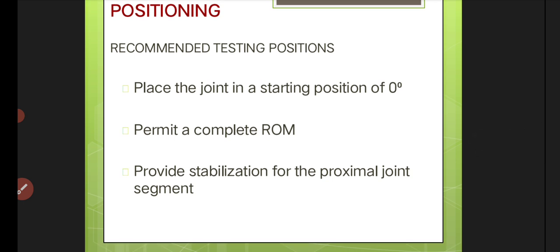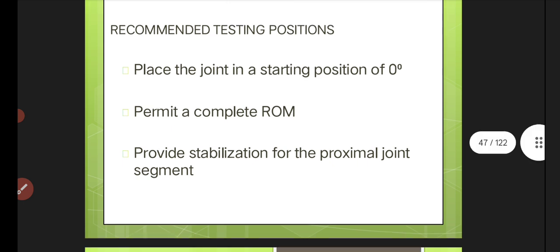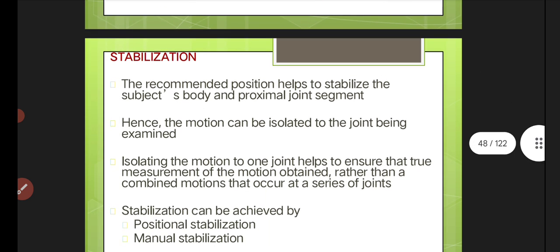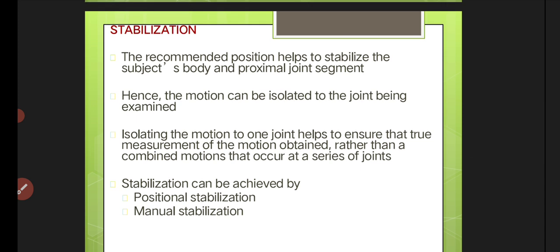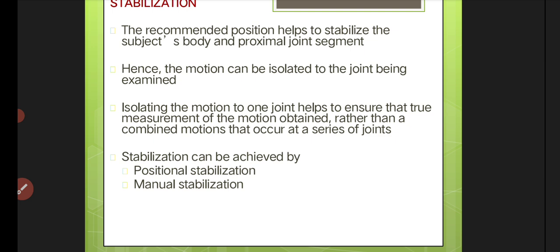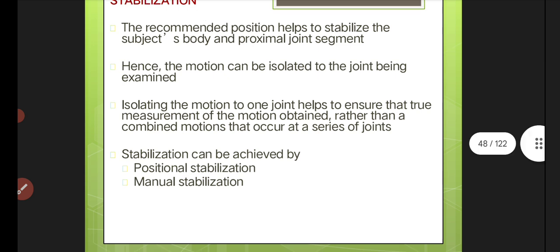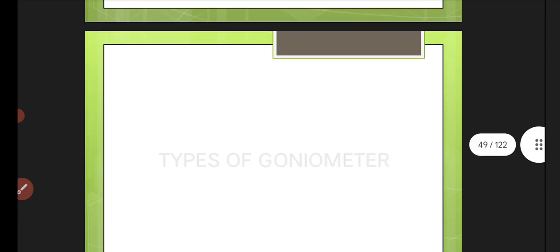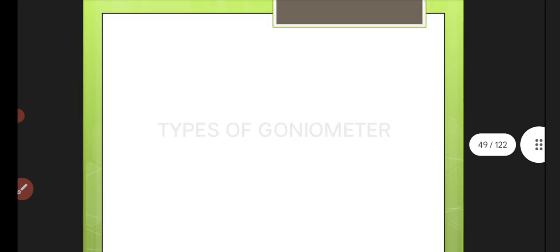Recommended testing position at the joint: place the joint in a starting position of 0 degrees, permit a complete range of motion, and provide stabilization for the proximal joint segment. What is stabilization? The recommended position helps to stabilize the subject's body and proximal joint segment. Hence, the motion can be isolated to the joint being examined, and isolating the motion to one joint helps to ensure a true measurement, rather than combined motion that can occur across a series of joints. Stabilization can be achieved by positional stabilization or manual stabilization.